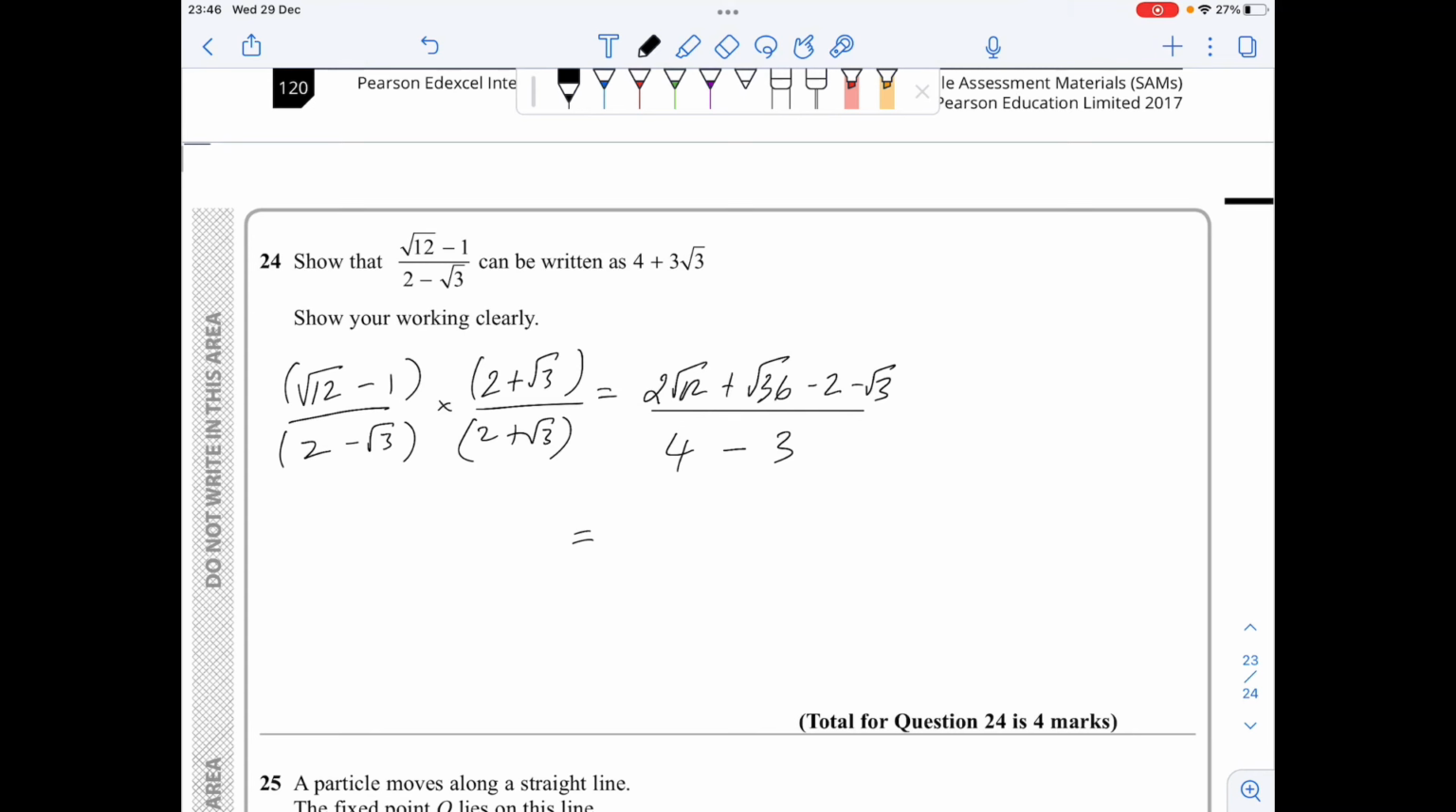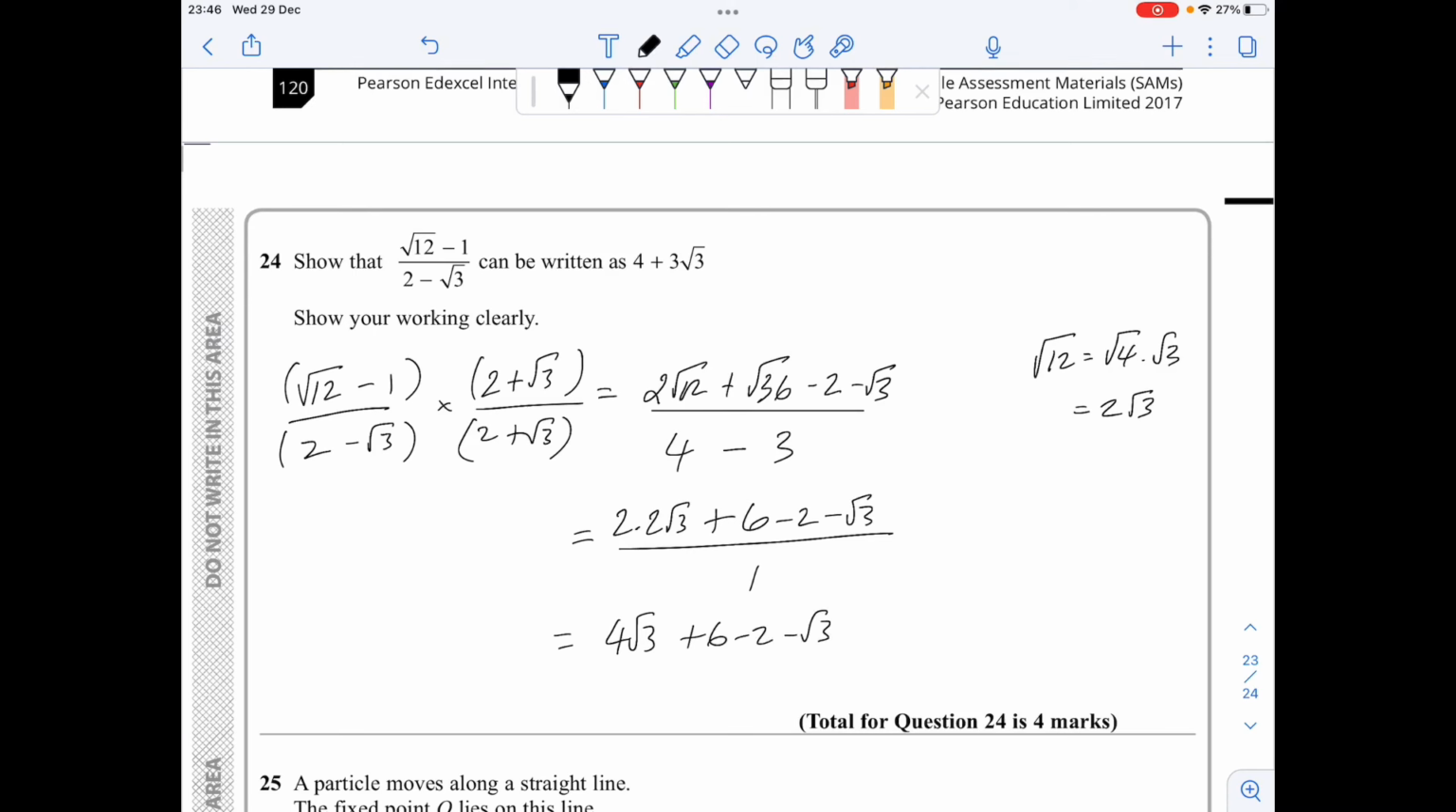Now square root of 12 is equal to square root of 4 times square root of 3. So this is 2 root 3. And I already have another 2 here. So it's 2 times 2 root 3 plus square root of 36 is 6 minus 2 minus root of 3, all over 1. And this will give me 4 root 3 plus 6 minus 2 minus root 3. No need to write the over 1. And this one simplifies to 4 plus 3 square root of 3 as required.